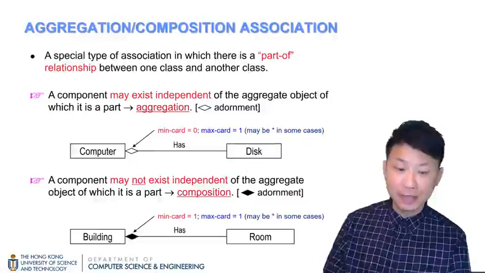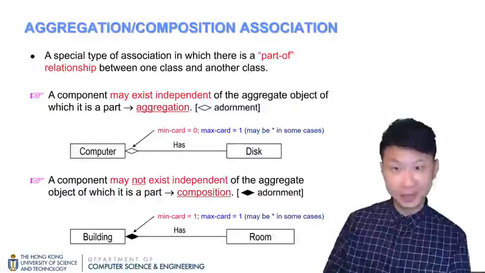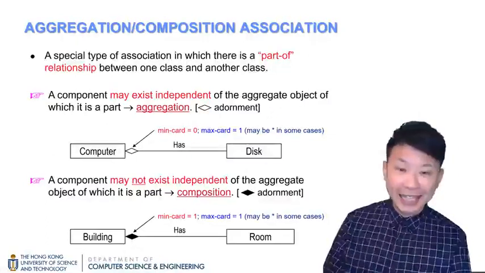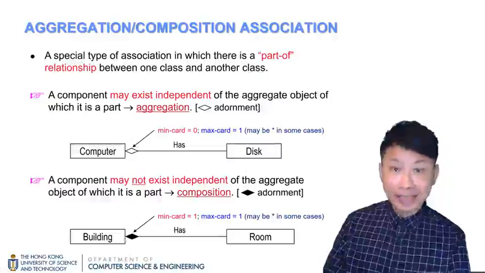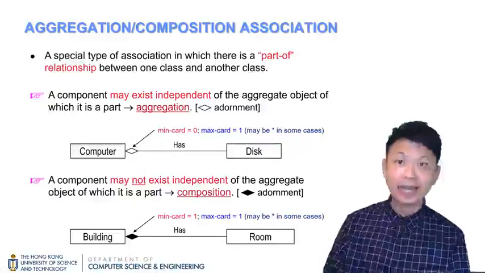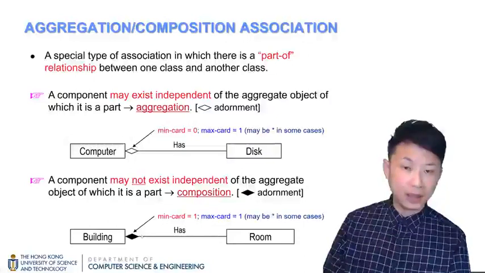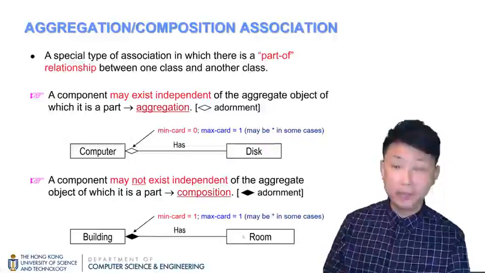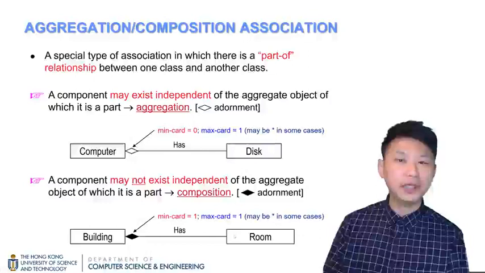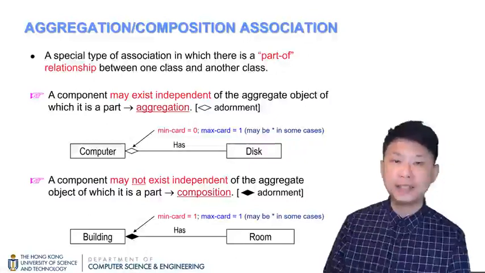In this case, we have to make it filled, because when we destroy the building, it's natural that we're going to destroy all the rooms within the building. So that's why we have to make it filled, to denote that the participation is going to be mandatory. So that's another way to think about whether we have to use a hollow diamond or a filled diamond when we are talking about aggregation or composition.